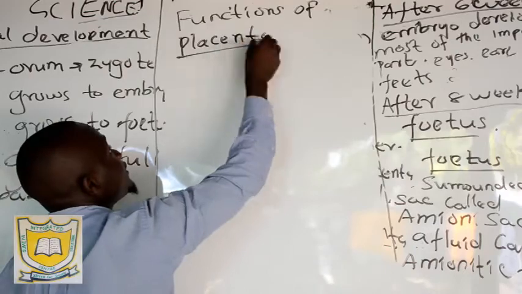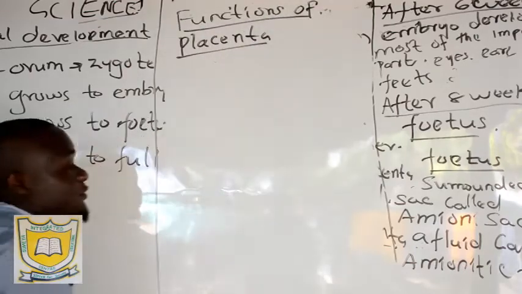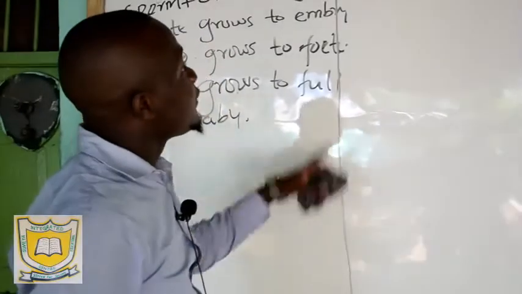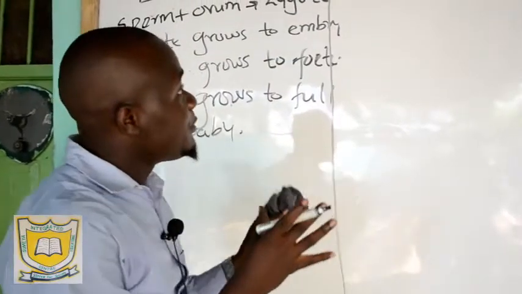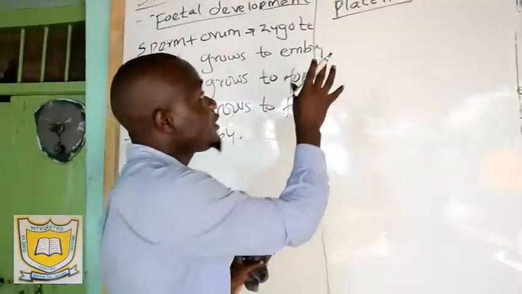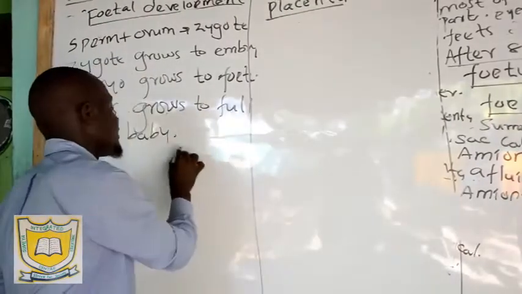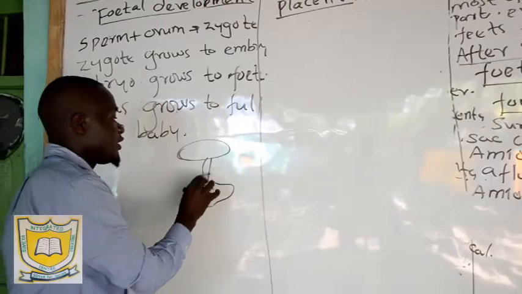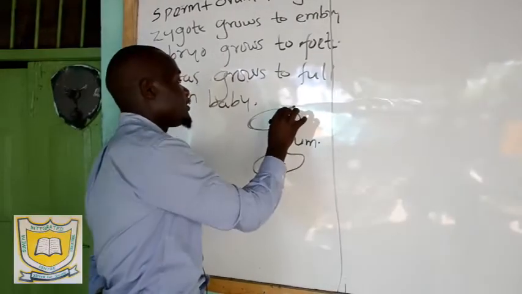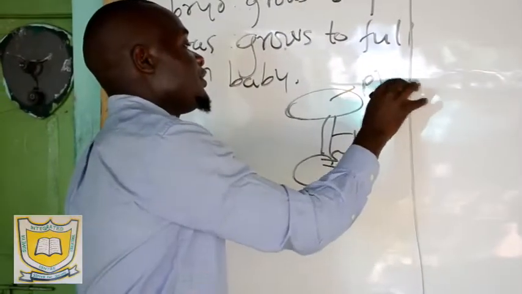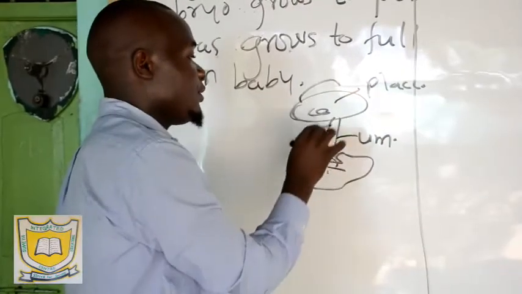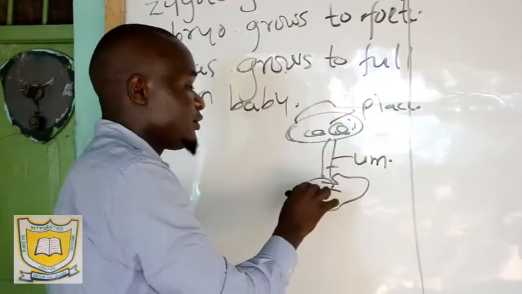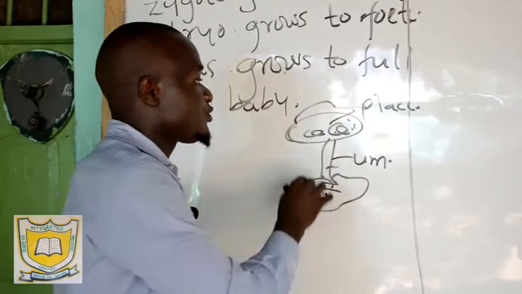Functions of the placenta. Now we said, from the diagram there, the placenta joins the baby to the mother, and between the placenta and the baby, that is the fetus, we have the umbilical cord. Now what is the function of the placenta to the fetus or to the mother?